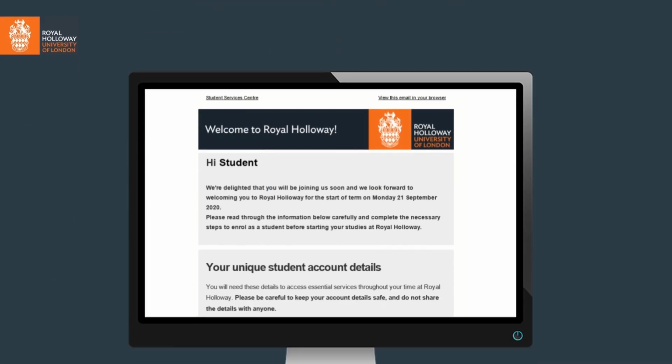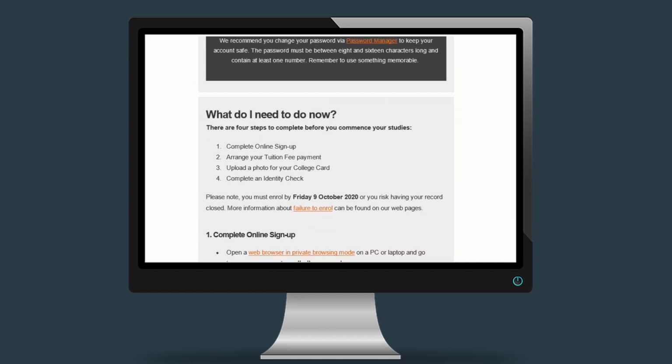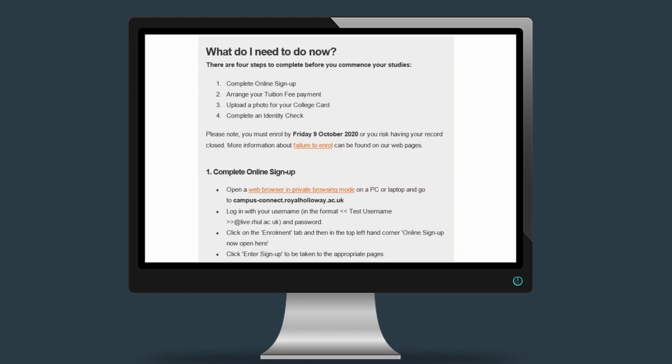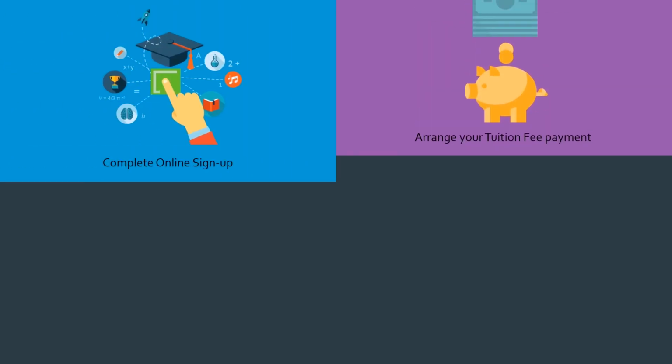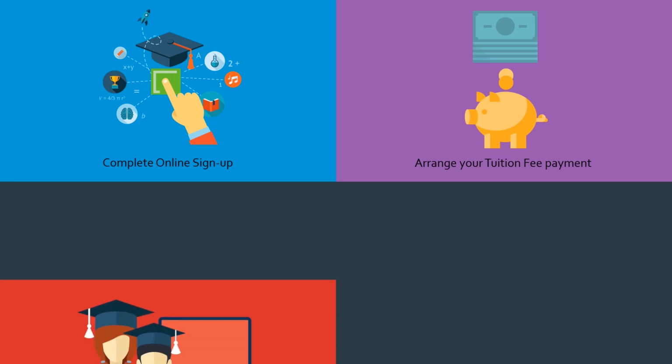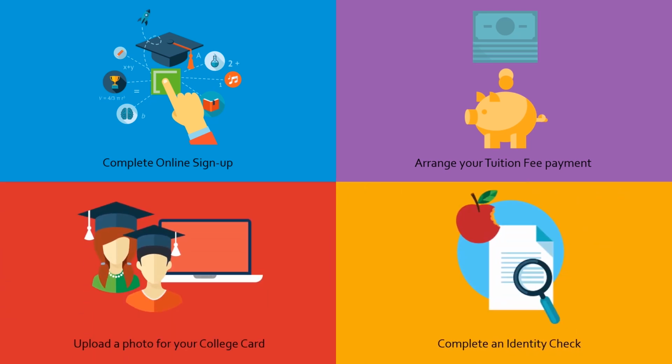We're looking forward to welcoming you to Royal Holloway for the start of term. There's a few important steps you need to complete first, and you will have received an email outlining everything you need to do. There are four steps to complete before you start your studies. Complete online sign-up, arrange your tuition fee payment, upload a photo for your college card, and complete an identity check.